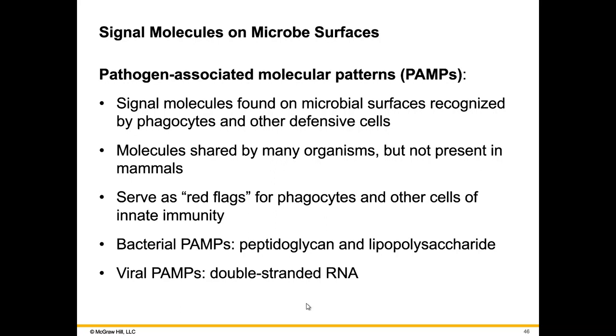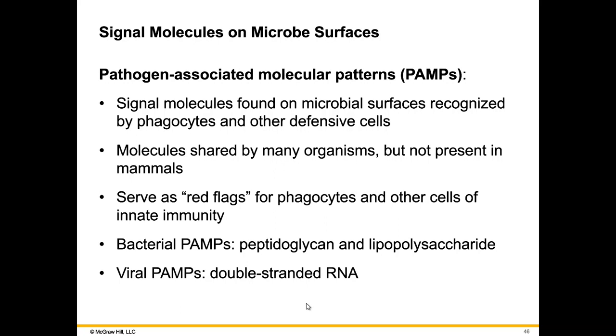We know that as humans because we've studied this, but our immune system has learned that we don't see this typically in our own cells. So remember, it's about recognizing self versus non-self. So this PAMP, this collection of antigens or markers that we see in these microbes commonly, are red flags for these phagocytes and initiate this process of phagocytosis. So some common bacterial PAMPs would be peptidoglycan.